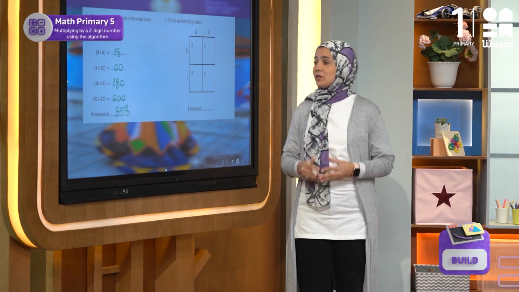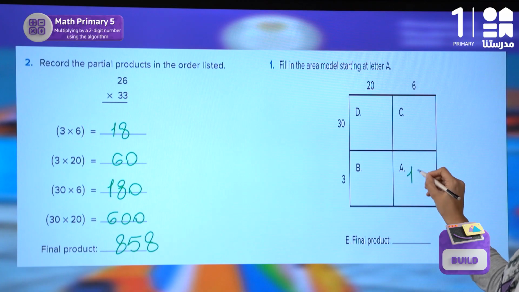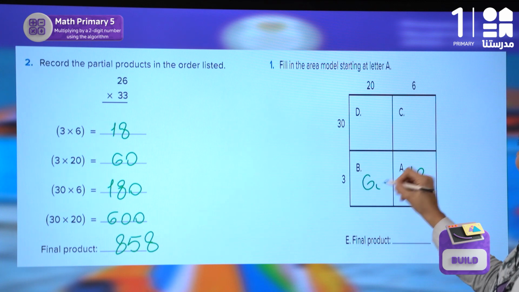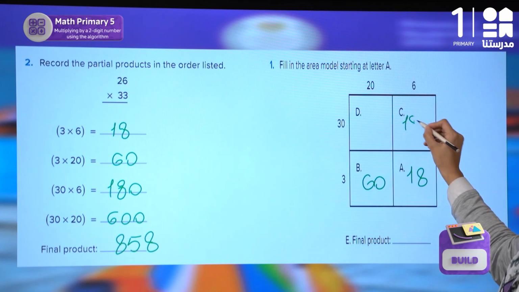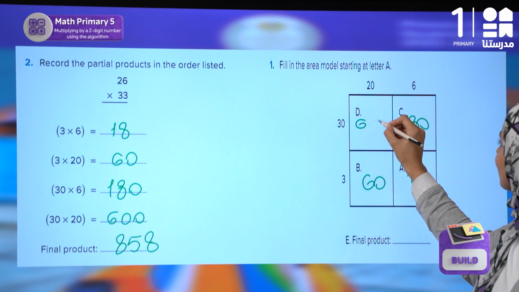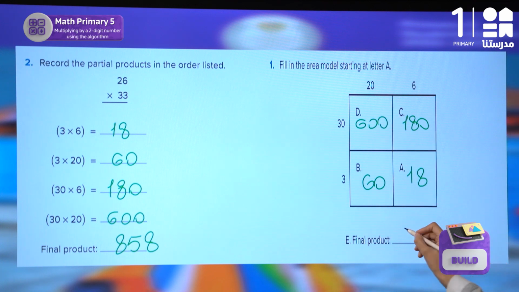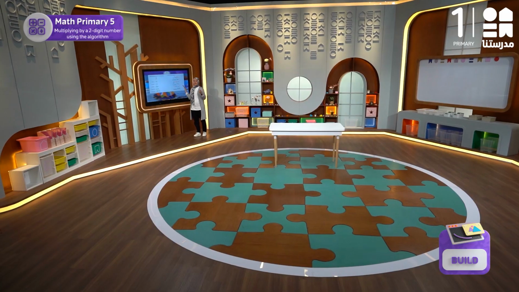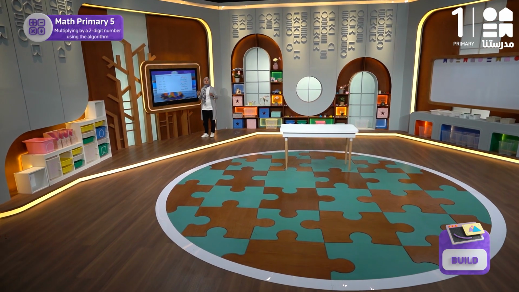Do you remember the numbers? Here, what did I have? I had 18, then I had 60, here I had 180, and here I had 600. And the answer that I got was what? 858 as well. Now, if we look at the two ways, what will we find?